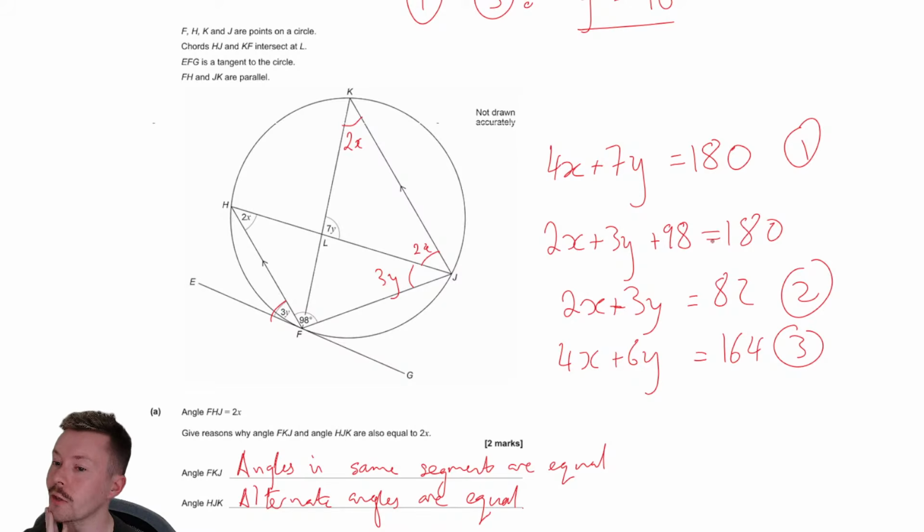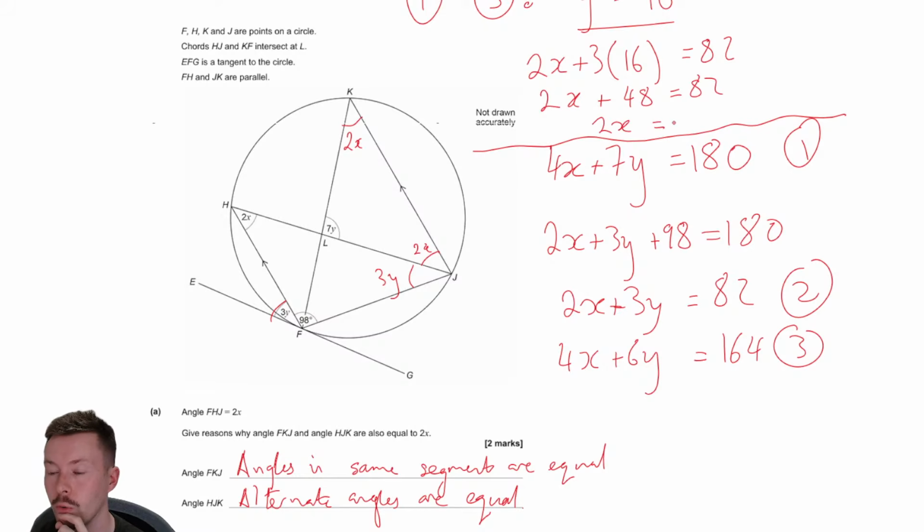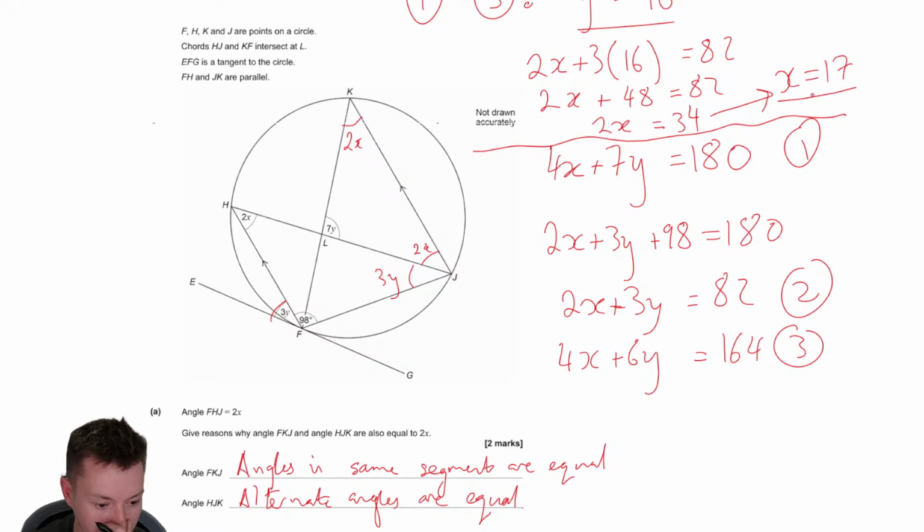Okay, so 180, yeah, that's right. And then we're going to substitute that in. Let's go with 2x plus 3y equals 82. So 2x plus 3 times 16 is equal to 82. I'll try and box this off a little bit. 2x plus 48 is equal to 82. So 2x is equal to 34. So that gives us x is equal to 17. Okay.